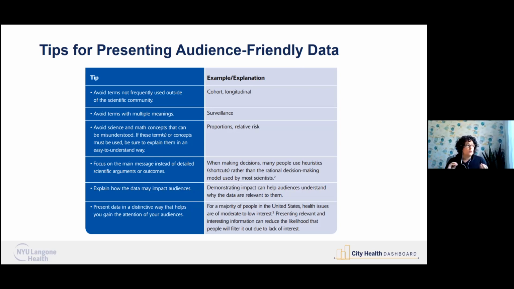I know that sometimes we want to really specify exactly what we mean and how we got to our outcomes or whatever data that we're sharing, but trying to really think of it from a more general audience is important.